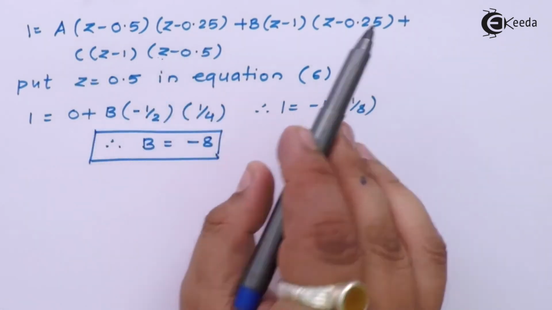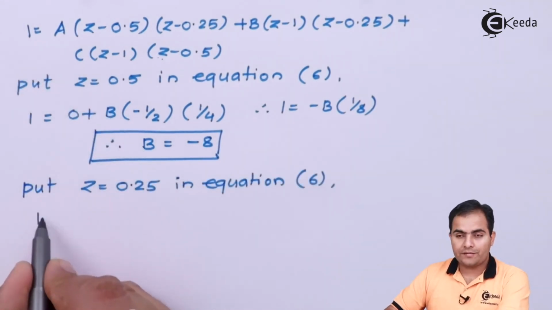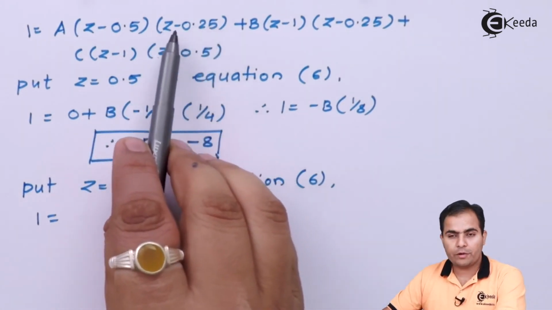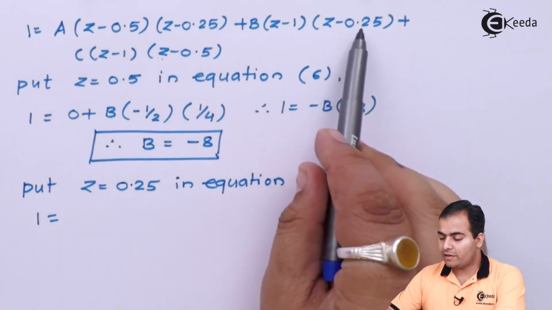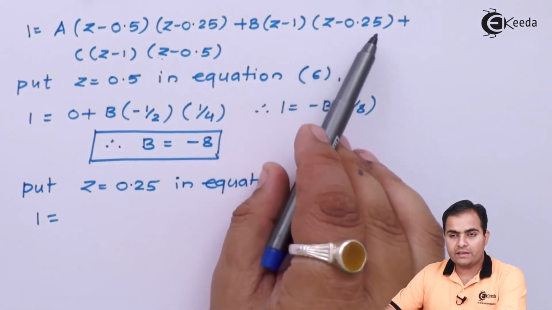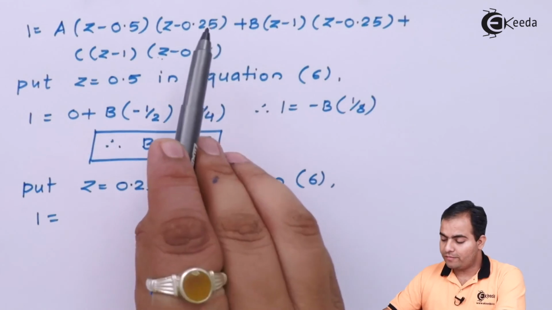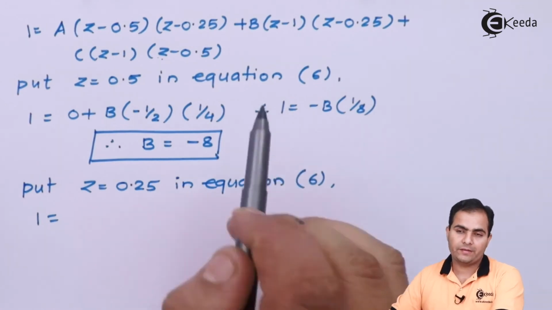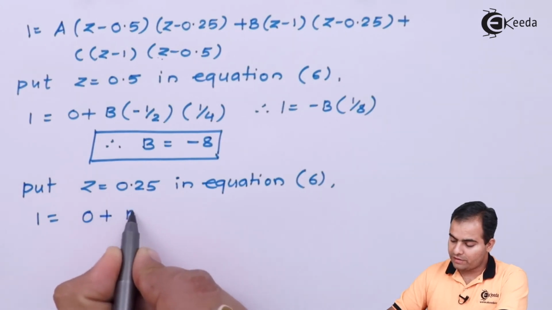Similarly, we are going to substitute z equals 0.25 in this equation number 6. What you will get? On the left hand side we will have only 1. Now, if the z is replaced by 0.25, then 0.25 minus 0.25 is replaced by 0, and 0 into anything is again 0. So the a term will not be there. Similarly, look at here, in b also we have z minus 0.25. If I substitute z equals 0.25 here, then it becomes 0, and 0 into anything, answer is 0. So we have 0 value in both parts. So I'm going to write only a single 0 over here.